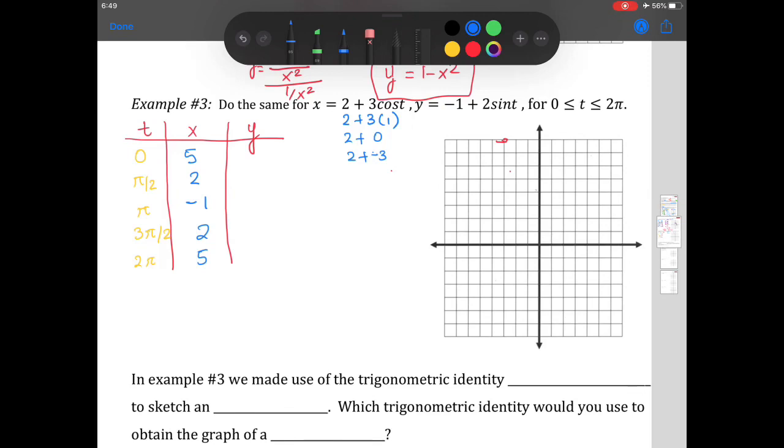So similarly, I'm going to do this for sine. So -1 plus 2 sine of 0 is 0. So this is going to be just -1.